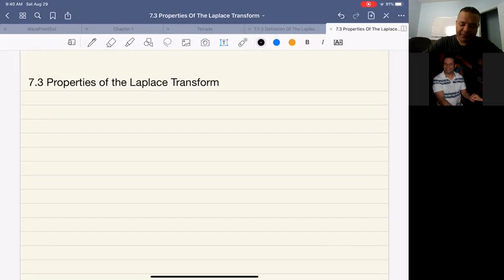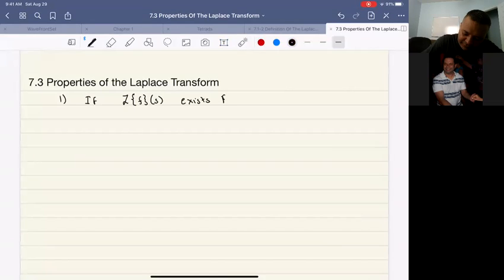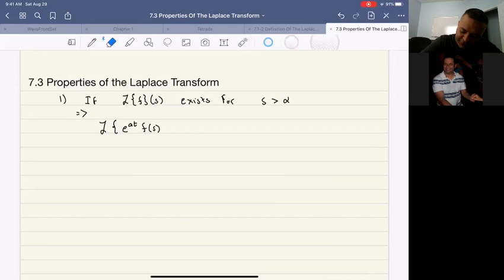So the first property is this: if the Laplace transform of f(t), F(s), exists for s bigger than some alpha, then the Laplace transform of e to the at times f(t) exists for s bigger than alpha plus a.